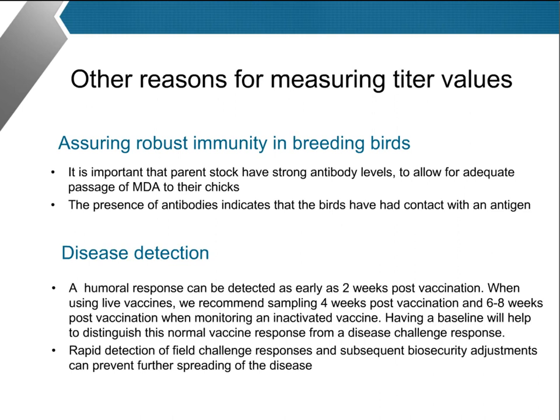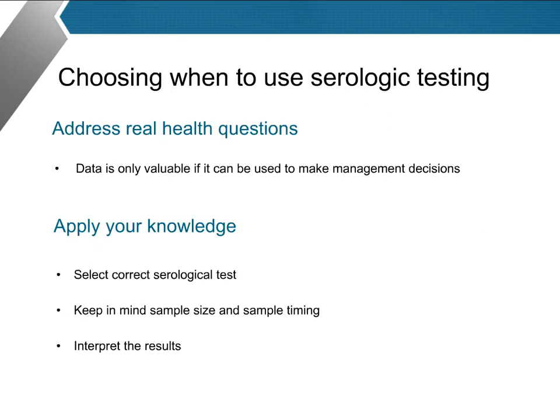Finally, we look at them for disease detection. A humoral response can be detected as early as 2 weeks post-vaccination. When using live vaccines, we recommend sampling 4 weeks post-vaccination, and 6 to 8 weeks post-vaccination when monitoring an inactivated vaccine. Having a baseline will help to distinguish this normal vaccine response from a disease challenge response.